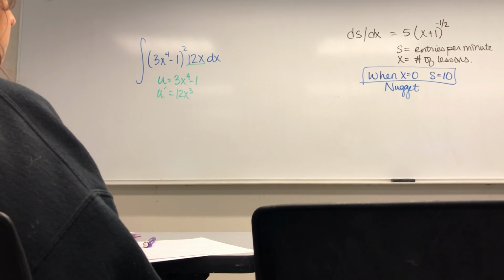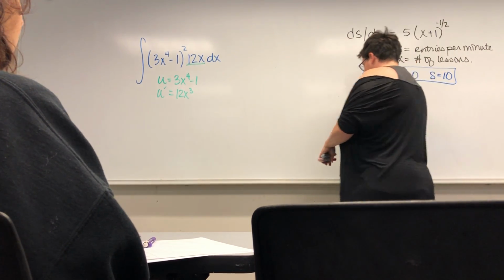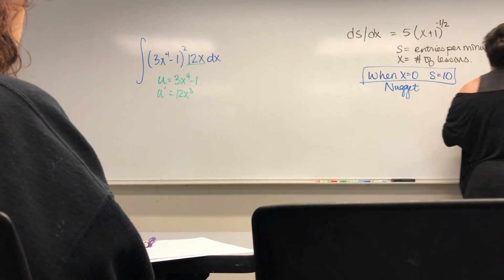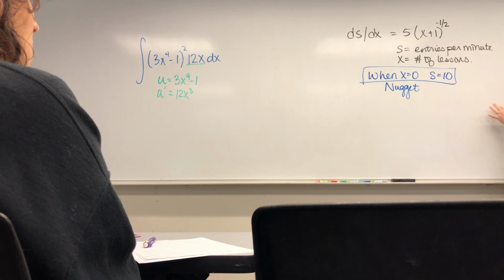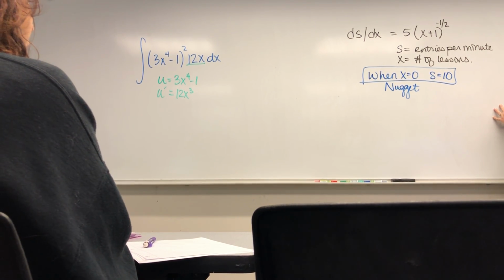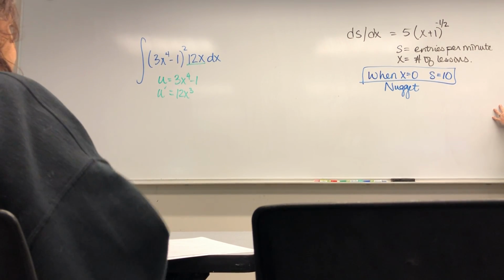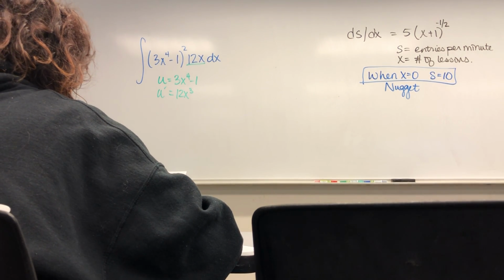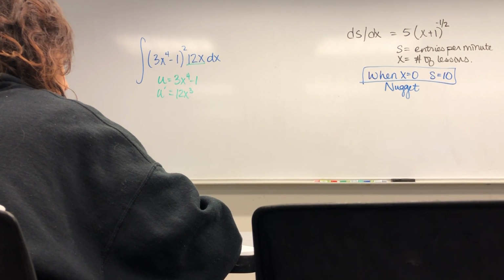So let's integrate it, because it wants us to find entries per minute. So s is going to be the integral of 5 times x plus 1 to the negative 1/2 with respect to x. Any questions about how I set that up?